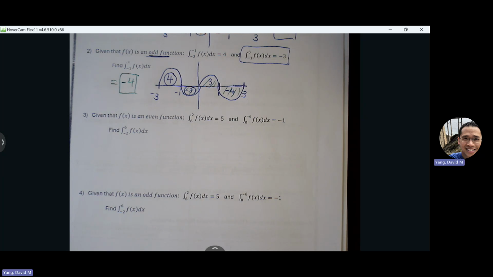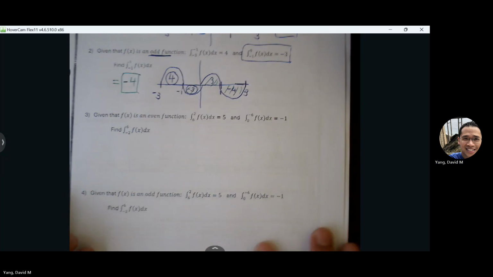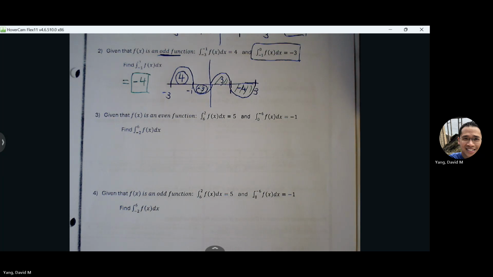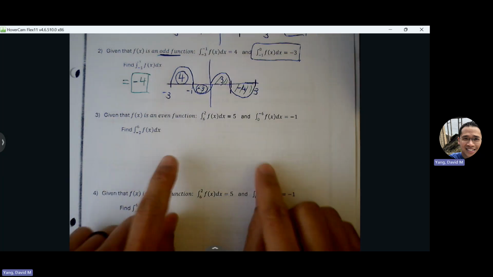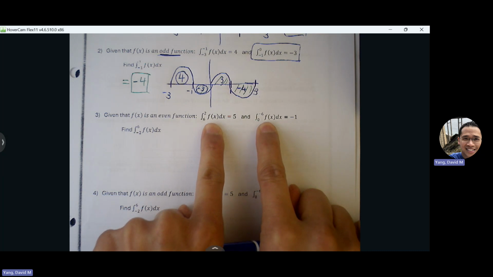Okay, any questions with 2? All right, let me walk through 3 with you. So we have 2 integrals here, 2 definite integrals from 6 to 2 and from 0 to negative 6. Which one should we try to build first?